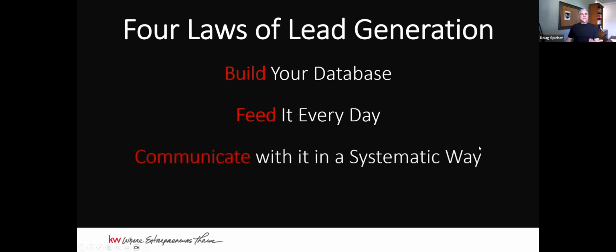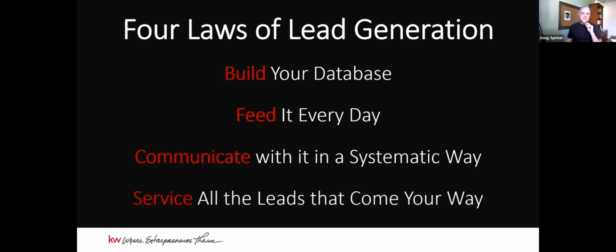The third here is communicate with it in a systematic way. So Dan, that's kind of to the consistency piece, right? You want to make sure that you are communicating in a systematic way. And then the 4th law of lead generation is service all the leads that come your way. So Amelia, to kind of what you had said there, right? When a lead comes in, you don't want to just let it sit there. You actually want to be in touch with that person and remain in touch with that person.